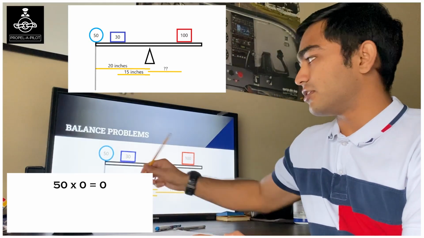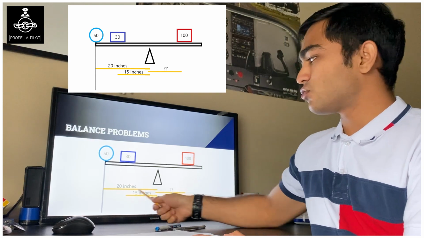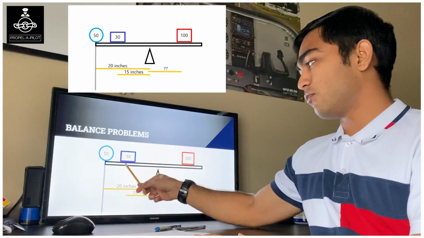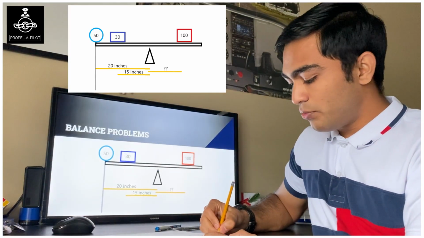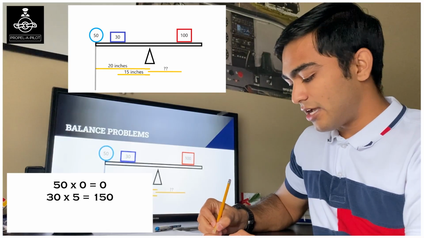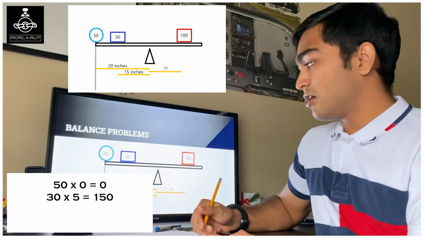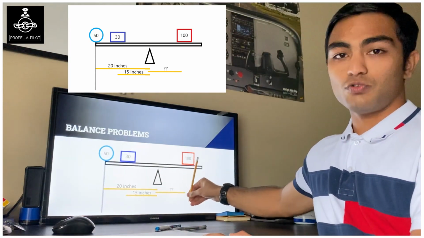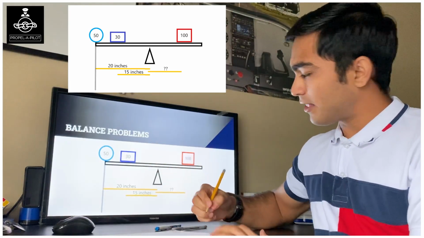Second equation for the 30-pound weight would be, if you take a look, that is 20 inches, that is 15 inches. So in effect, the 30-pound weight is 5 inches from the end of the plank. The moment will be 30 times 5, which is 150 pound inches. Remember, now I'm taking all of this side to be positive. Hence, all my calculations would be positive.